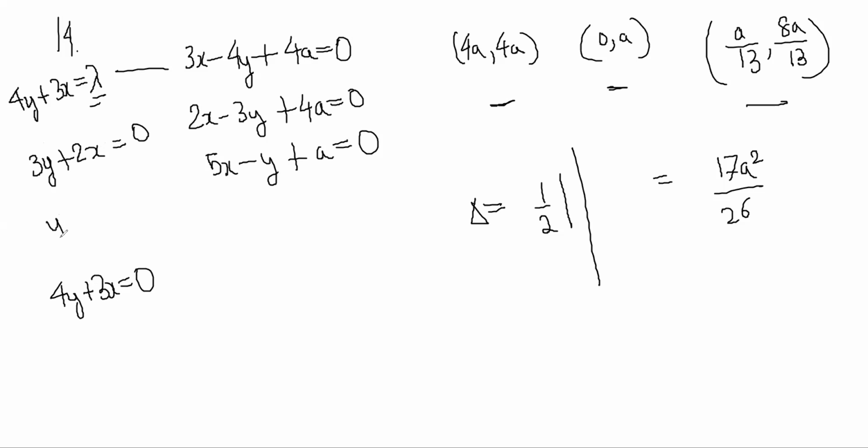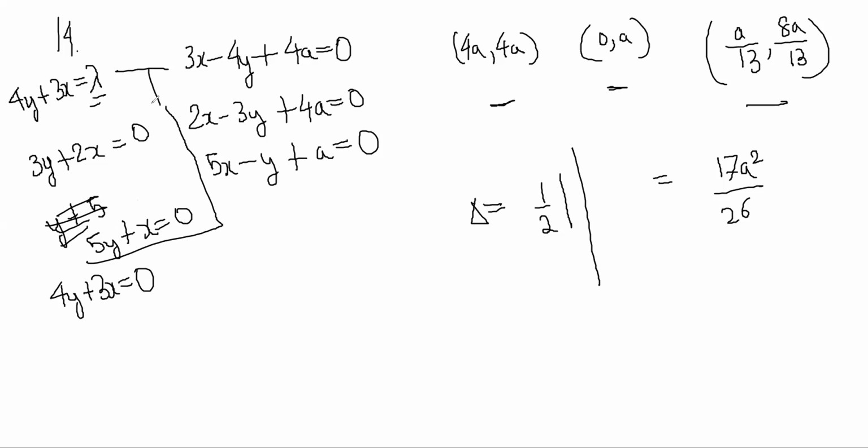And the third line is y plus 5x, wait, what have I done? No, it'll be 5y plus x. Correct, 5y plus x is equal to 0, right? These are the 3 perpendicular lines. Correct.